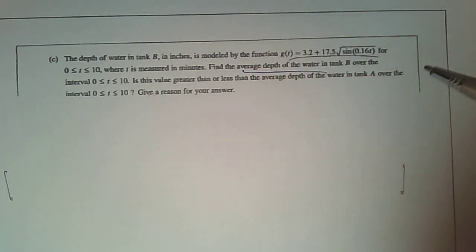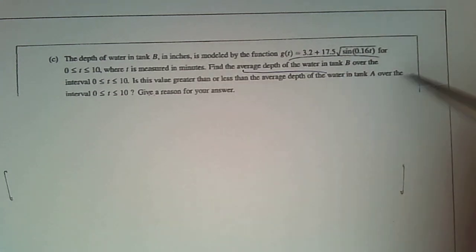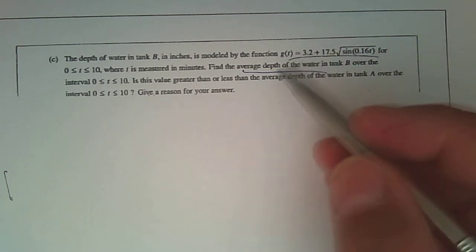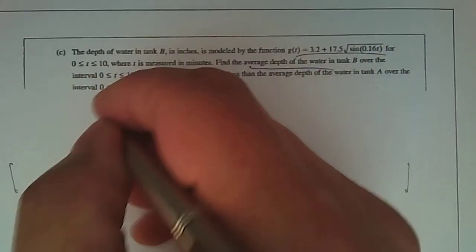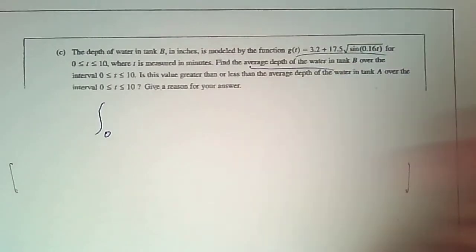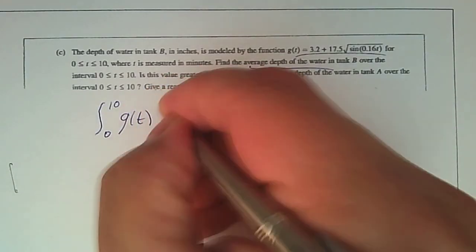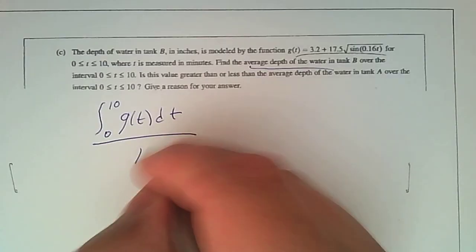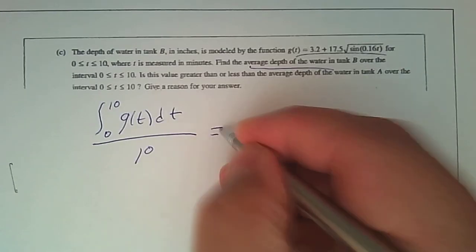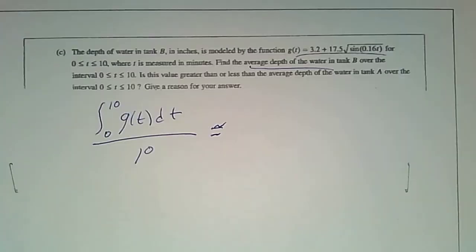And then it says over the interval 0 to 10, is this value greater than or less than the average depth of the water in tank A over the same interval, and give a reason for your answer. So first of all, what's the average depth of the water in the tank, average value of the function? What type of question is that? So it's an integration question. We don't need to rewrite all of that. We're just going to take that whole function g(t), and then divide by the difference of the bounds, and now use our calculator. So now we're going to type it in and round to 3 decimal places.